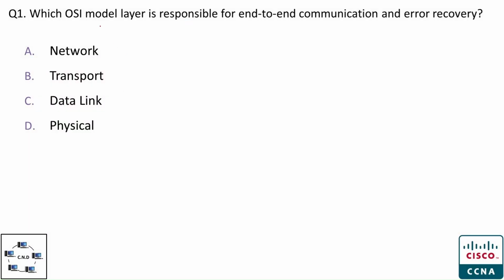Question number 1. Which OSI model layer is responsible for end-to-end communication and error recovery? And the options are option A, network, option B, transport, option C, data link, and option D, physical. And the correct option is option B, transport.